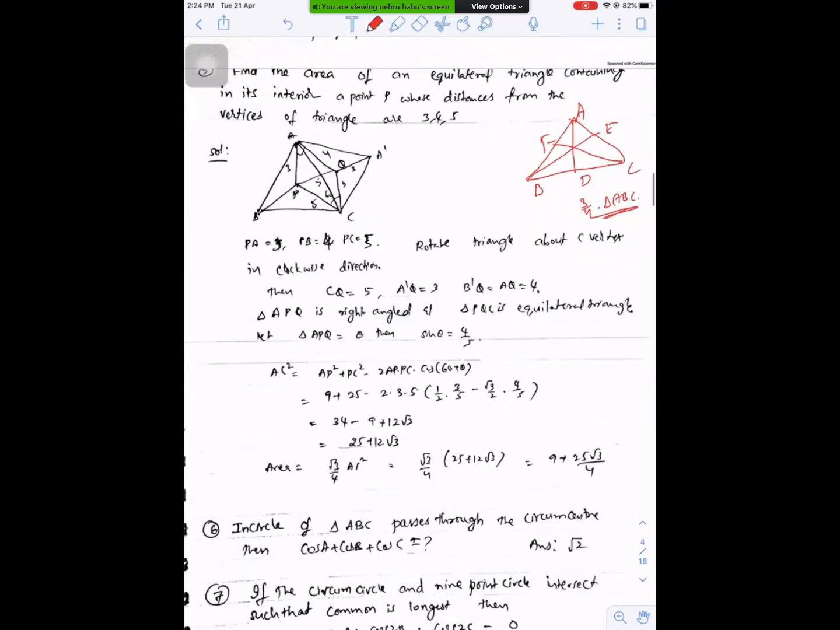Just now I discussed, I think, this problem. In circle of triangle ABC passes through circumcenter. This is the problem. If the incircle of triangle ABC passes through the circumcenter, then what is cos A plus cos B plus cos C? You will get the answer root 2. Why will you get this? What is the proof of this problem?